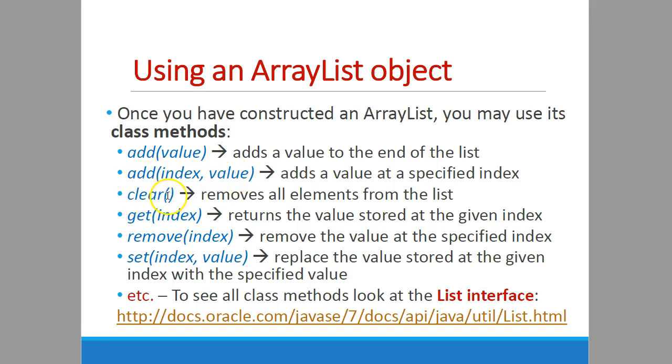You can remove all the items. You can get an index. Whereas with a regular array, you can just index into the array using the square brackets, you can't do that now. You need to use a get index. You can remove an index, but be careful.